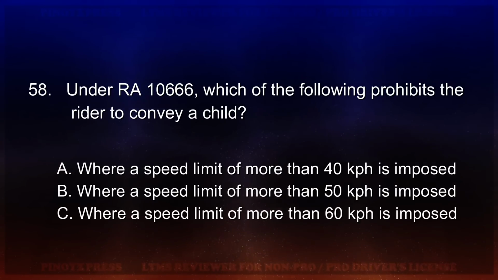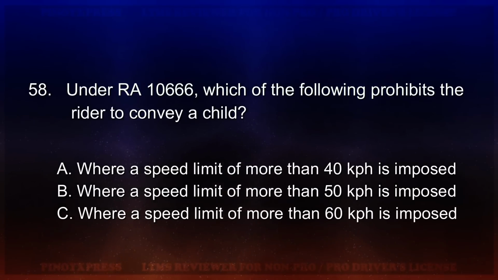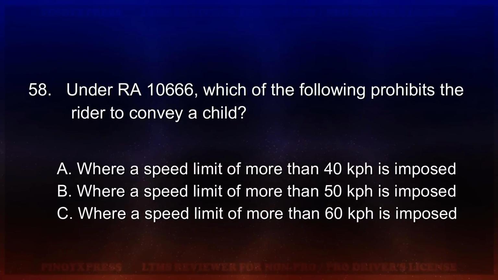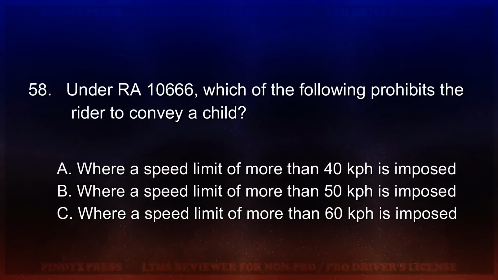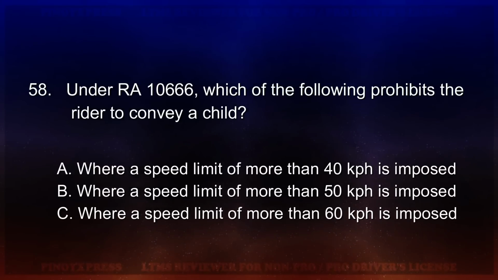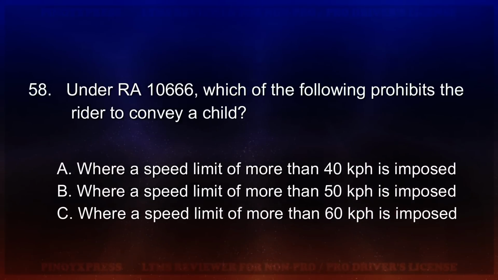Under RA 10666, which of the following prohibits the rider to convey a child? A. Where a speed limit of more than 40 km per hour is imposed. B. Where a speed limit of more than 50 km per hour is imposed. C. Where a speed limit of more than 60 km per hour is imposed. The correct answer is letter C.